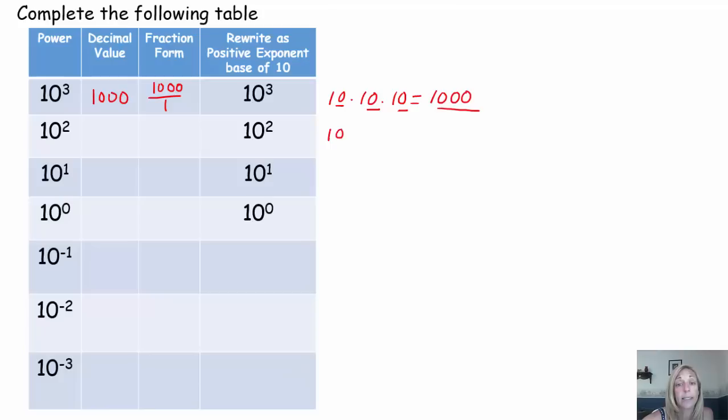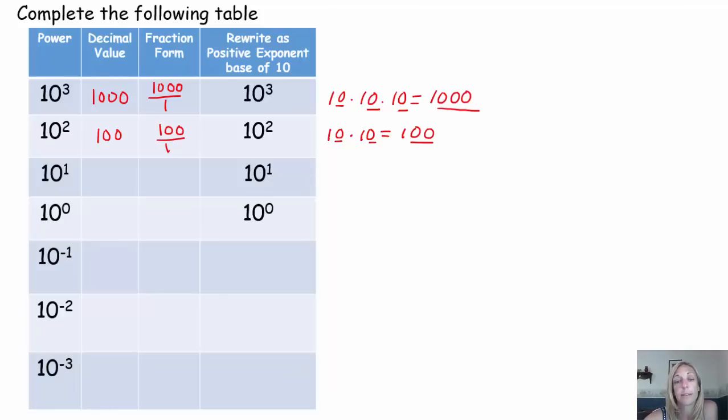10 to the second is 10 times 10, which equals 100. Once again, 2 zeros match the 2 zeros in the tens. So I'm going to write my decimal value of 100. Fraction form, I just write that over 1. And our 10 to the second is already a positive exponent.